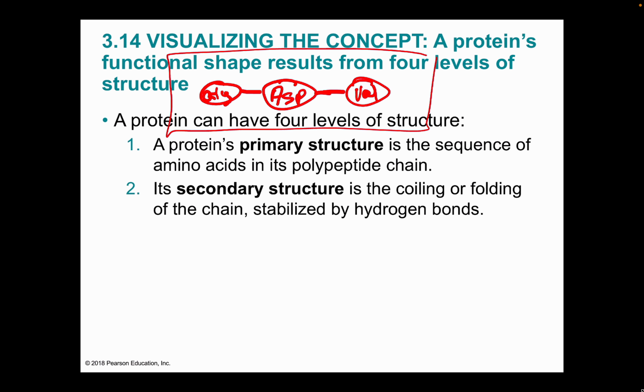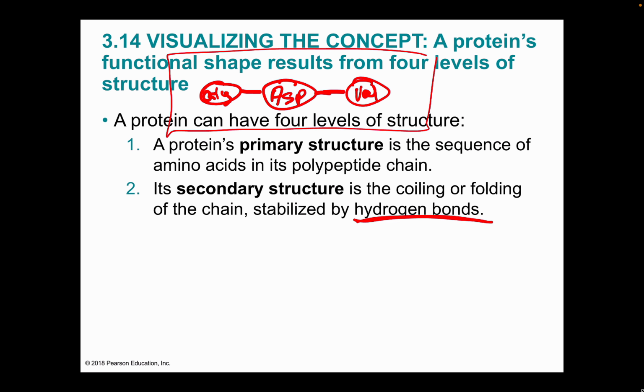But then once those amino acids start to interact with each other in their environment, that's going to create the protein's secondary structure, which is really the coiling or the early folding of that amino acid chain. And this is really driven by hydrogen bonding. Hydrogen bonding is a really simple, weak kind of bond that takes place between hydrogen atoms and atoms like oxygen or nitrogen that are in these amino acids.